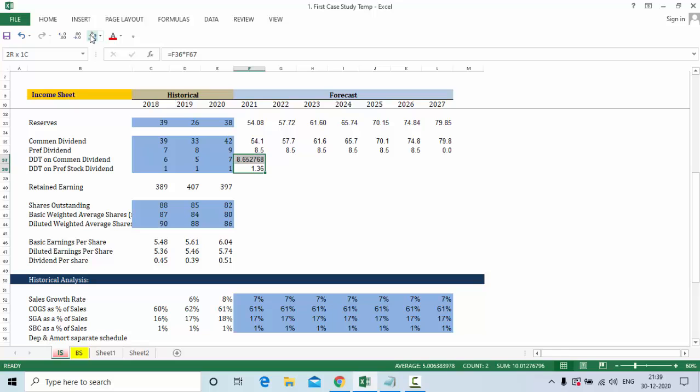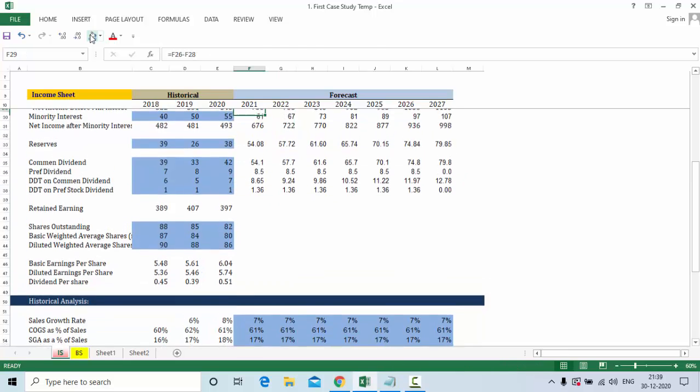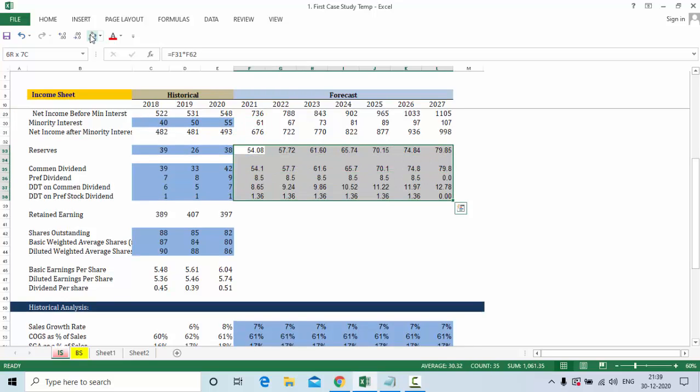Now select this and press Ctrl R. So in this video we have understood how to forecast these 5 items, and they were very easy to understand and very easy to forecast.